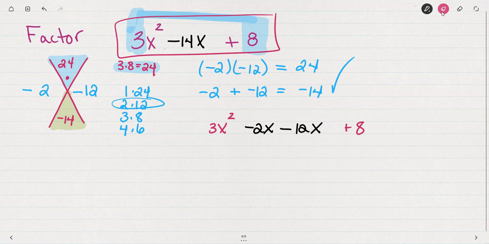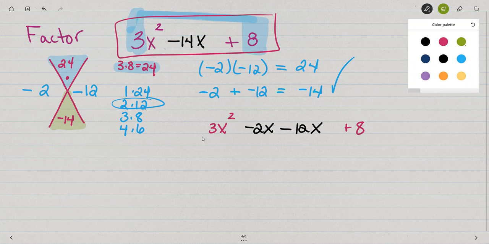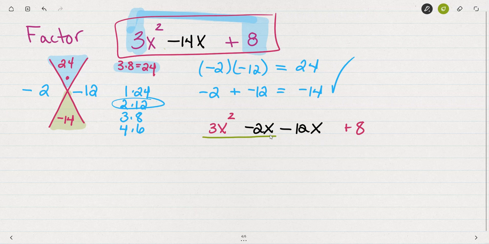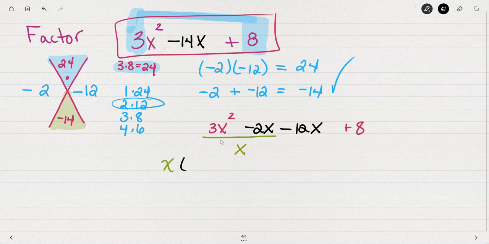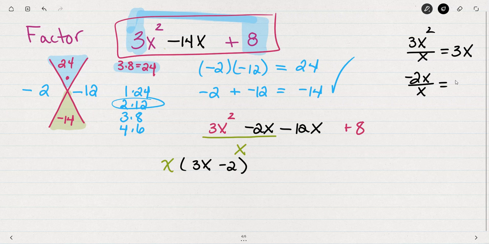Now I'm going to do factor by grouping. For the first two terms, the 3x squared and the negative 2x, I can factor out an x, and the result would look like this. I'd have x times 3x squared divided by x is 3x, negative 2x divided by x is negative 2. Let me show you off to the side here what that looks like. So 3x squared divided by x is 3x. Negative 2x divided by x is negative 2. That's where those numbers come from.